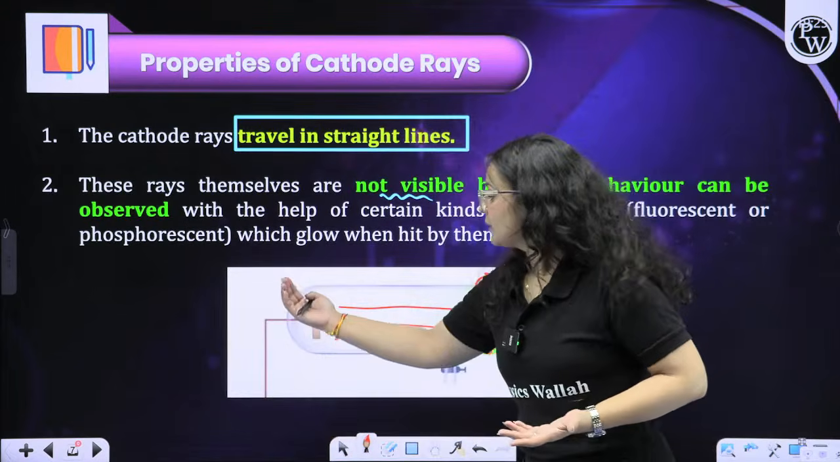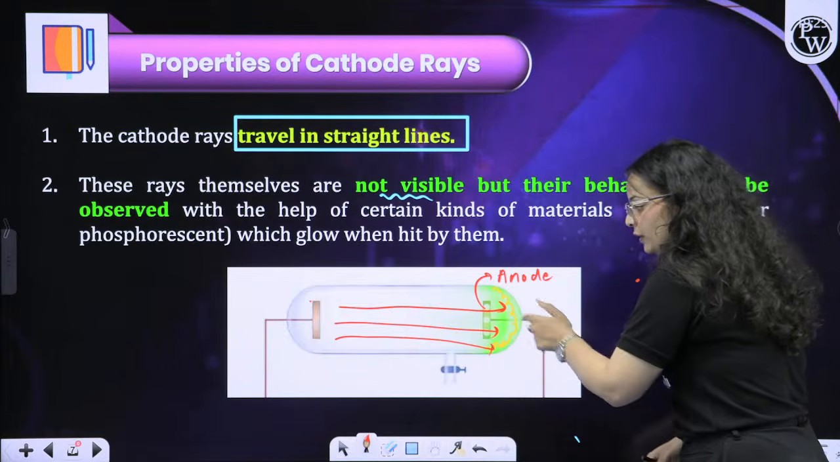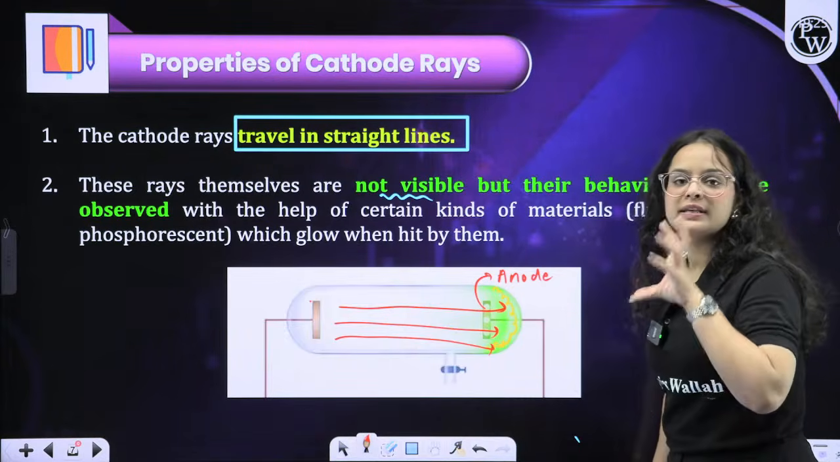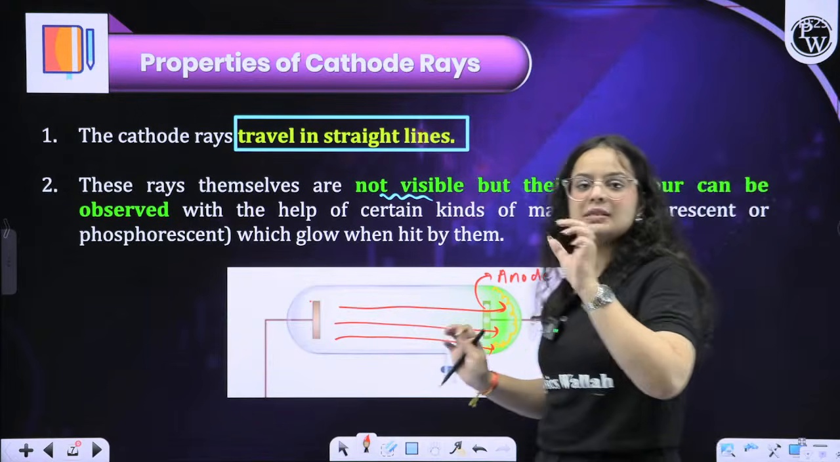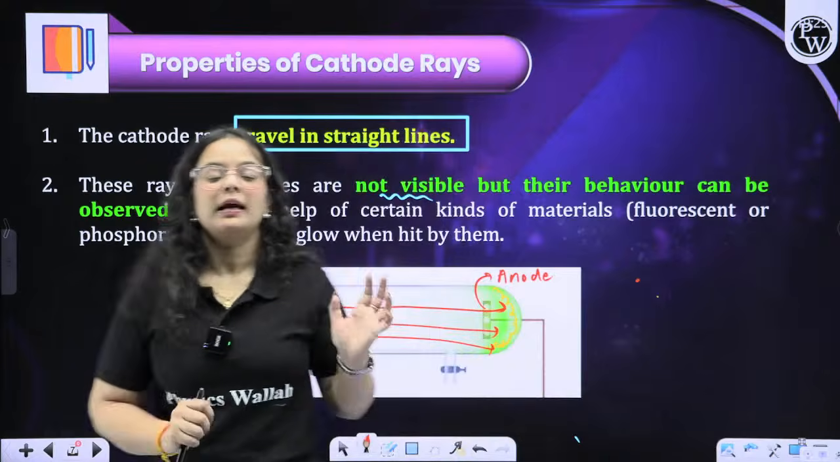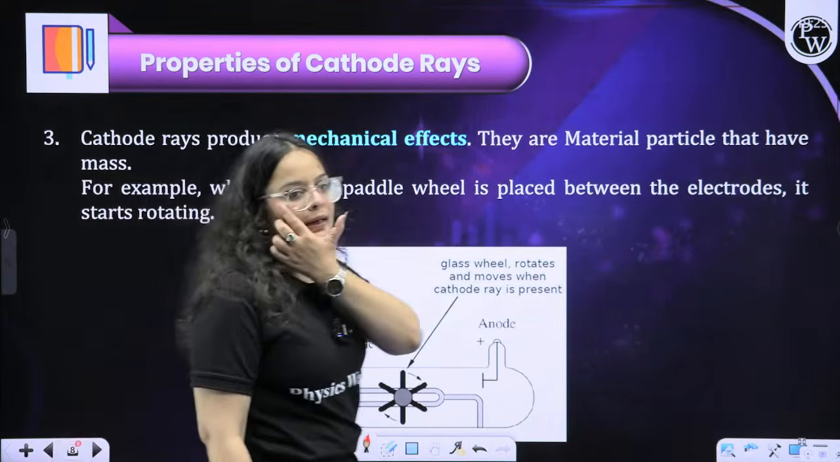The rays that are produced from this cathode pass through the perforations of the anode and strike this fluorescent material, and we can say that there is something striking. That means certain rays are emerging from the cathode and moving toward the anode. Right, everyone? This is how we can visualize it.